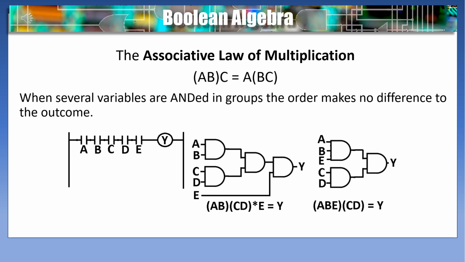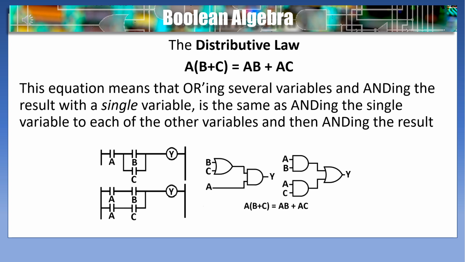The associative law of multiplication simply states that when several variables are ANDed in groups, the order makes no difference to the outcome. A and B, C and D, and E all must be true to turn on Y. The distributive law, A and B or C equals AB plus AC. This equation means that ORing several variables and ANDing the result with a single variable is the same as ANDing the single variable to each of the other variables and then ORing the result.